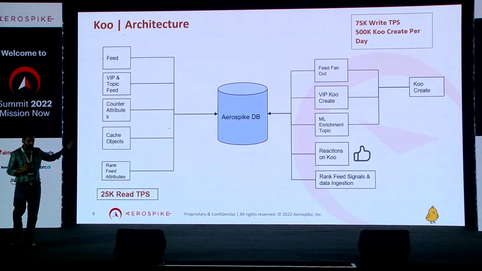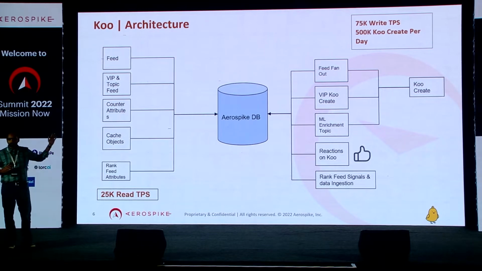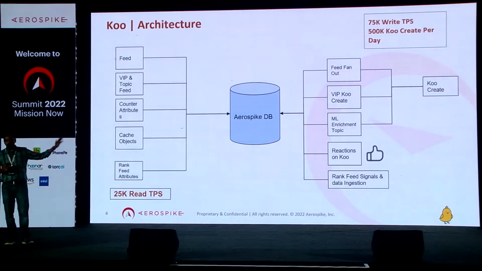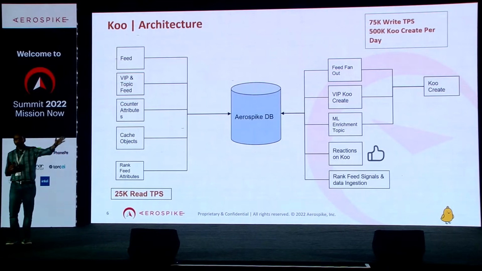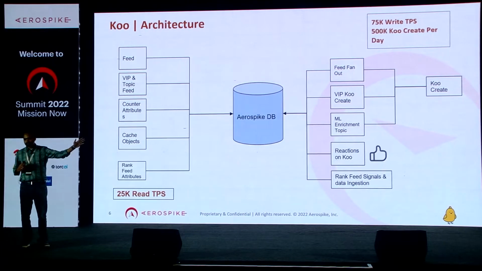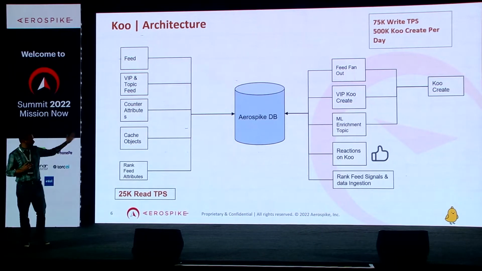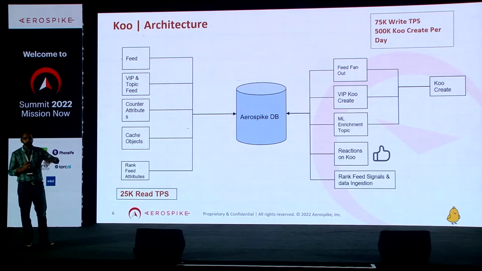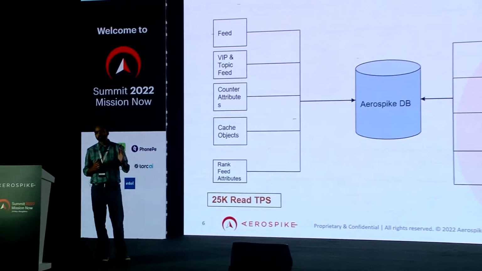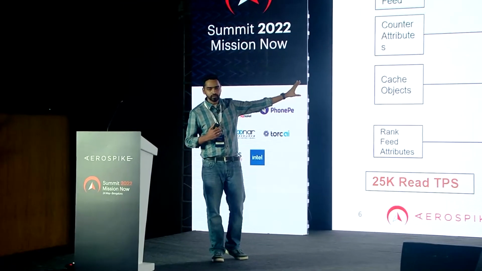In Aerospike DB, all our keys are nothing but user IDs. So if I have 35 million users, I have 35 million keys. Against every one of those 35 million keys, I have 1,000 feed items. That's how our database is structured at this point of time. So any user on coup who comes to the database will be given that particular pre-computed feed list in sub-millisecond latency. That's the way in which this gets updated.